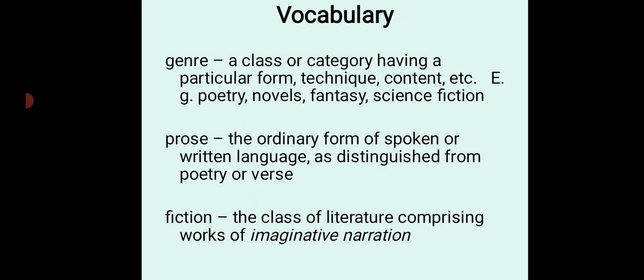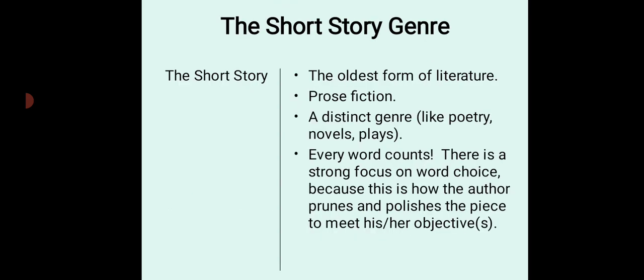Vocabulary. Genre: a class or category having a particular form, technique, content, etc., e.g., poetry, novels, fantasy, science fiction. Prose: the ordinary form of spoken or written language as distinguished from poetry or verse. Fiction: the class of literature comprising works of imaginative narration. The short story genre.